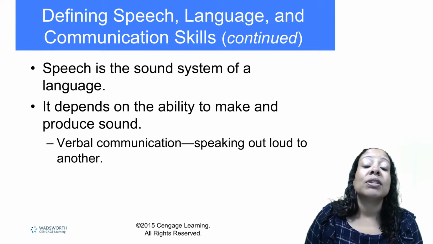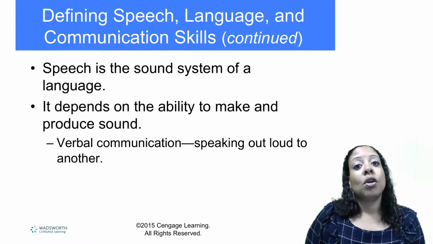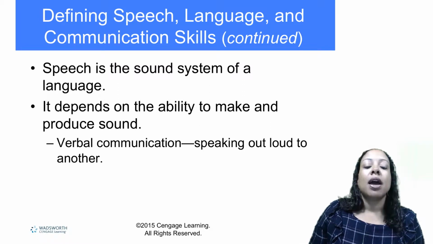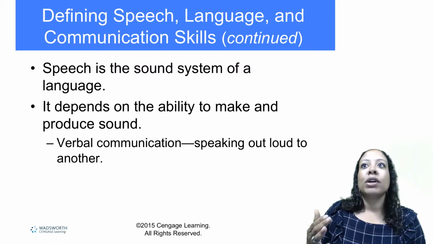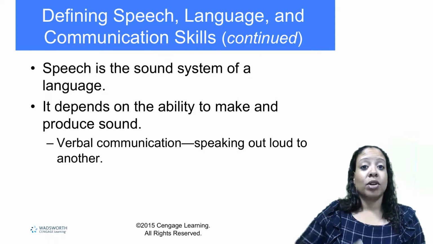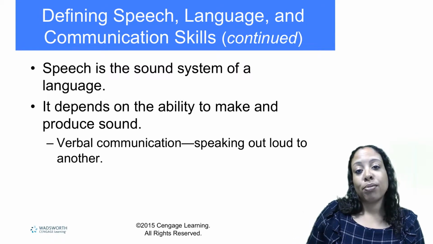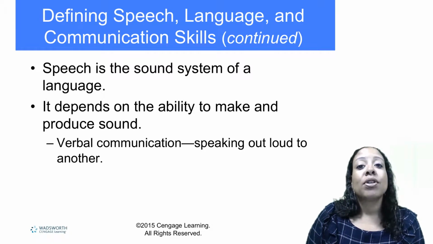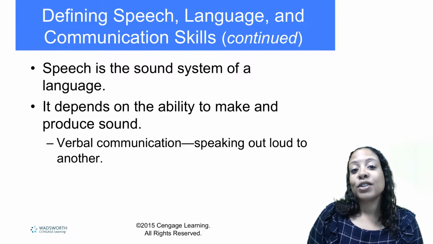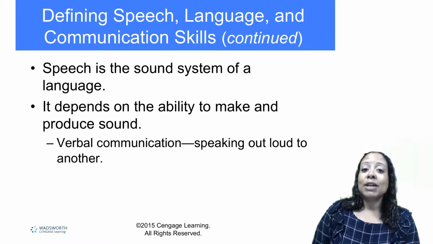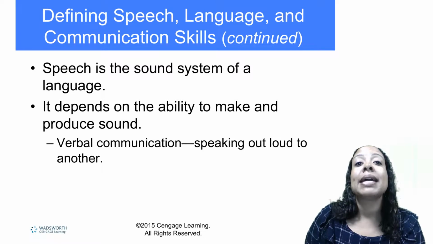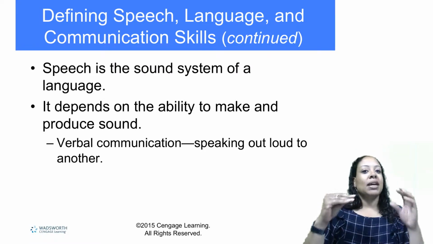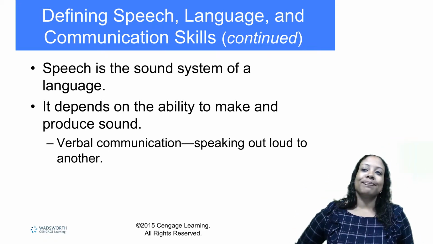Speech is the sound system of a language. So language is the broader term. Speech would be a subcategory of language where sound is emitted, where sound is part of the communication process. It depends on the ability to make and produce a sound. Or I should reread that and emphasize the first part. It depends, it meaning the speech, it depends on the ability to make and produce sound. So verbal communication is speaking out loud to one another.